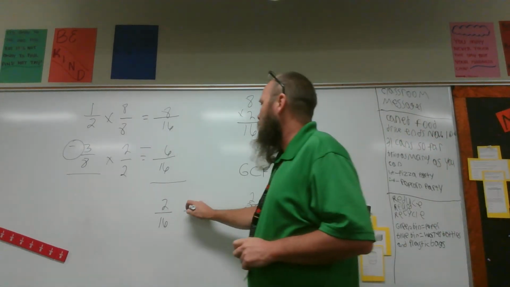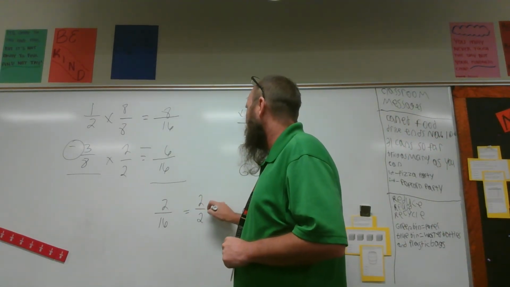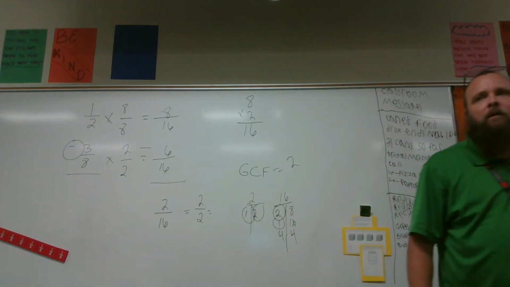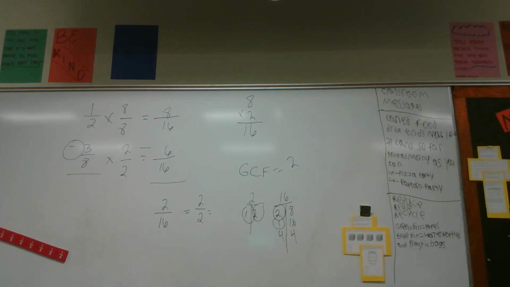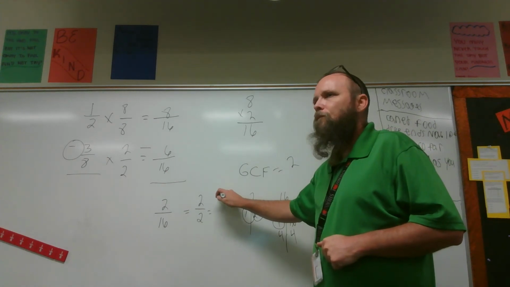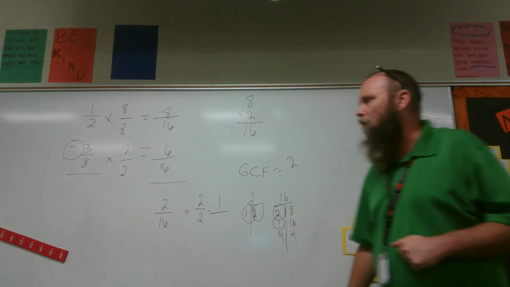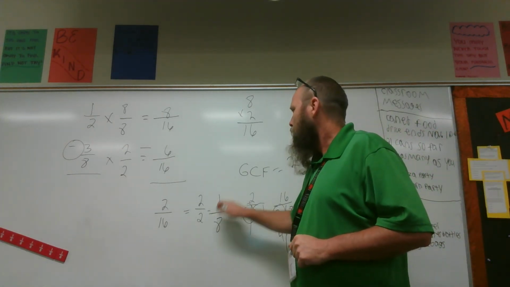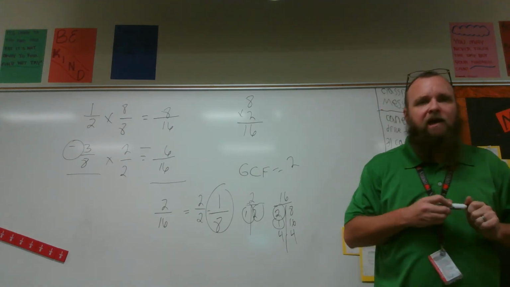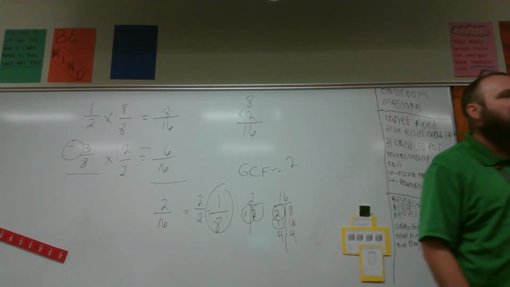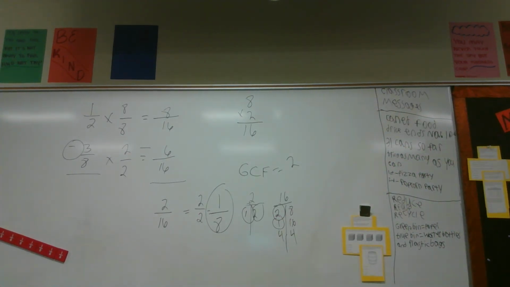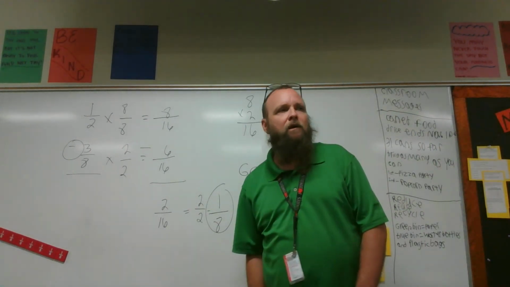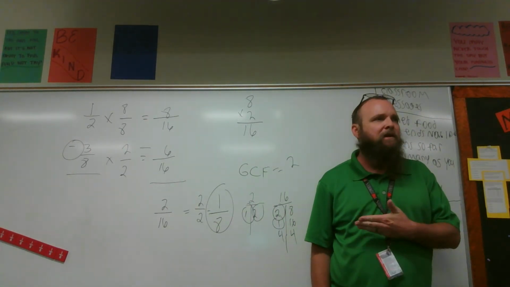My greatest common factor is 2. I divide my numerator and denominator by 2. What is 2 divided by 2? 1. Regan, what is 16 divided by 2? 8. So we got the same answer. We just had to add an extra step in here by finding the greatest common factor. 1/8. It was 1/8 the last time we did this exact same problem.